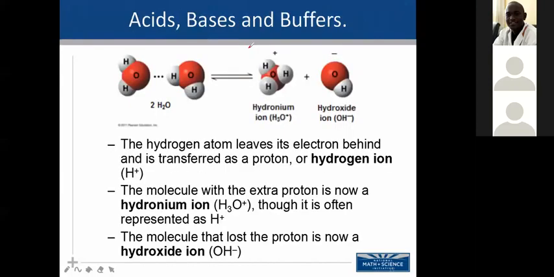Okay, so we're now talking of acids, bases, and buffers. Water has that property of being an acid and a base at the same time. Because of that property of being both acidic and basic, we say it is amphoteric. Amphoteric means it has both acidic and basic properties. But how does that come about? And yet we know water is neutral.